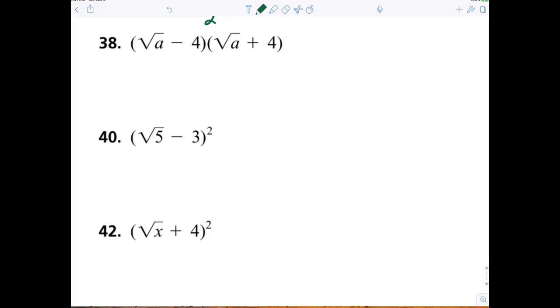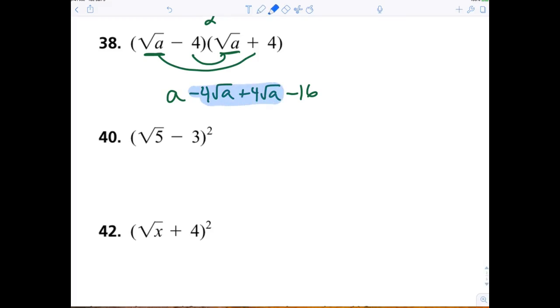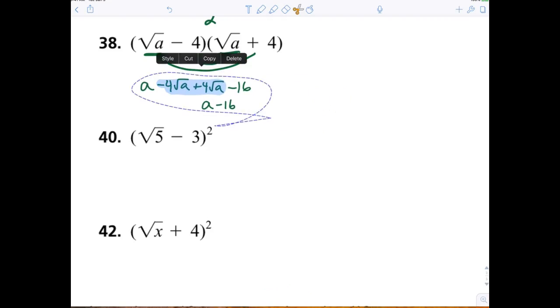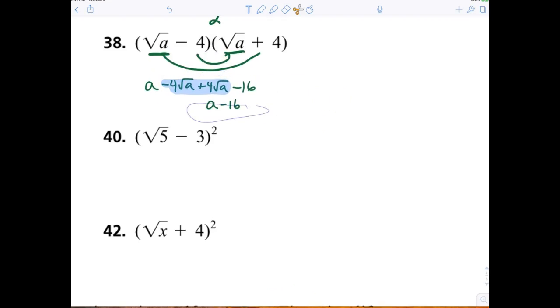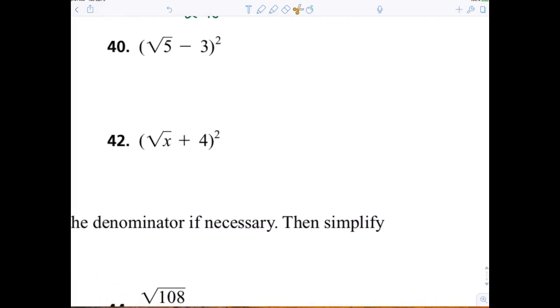Again, what's going to happen to the middle term? It's going to cancel. What's the square root of a times the square root of a? Negative 4 radical a, positive 4 radical a, and then negative 16. And what happens to the middle terms again? A minus 16. Anybody have any questions?